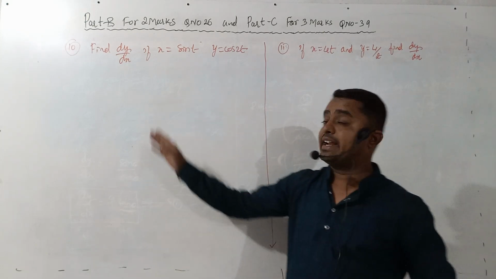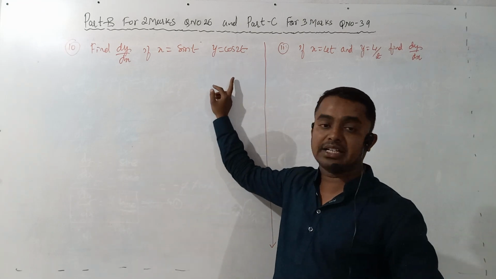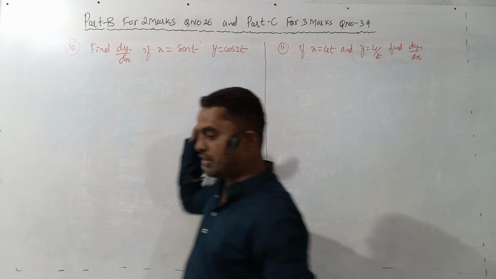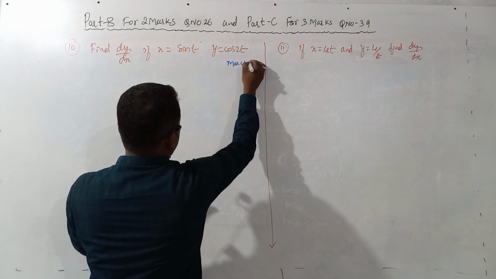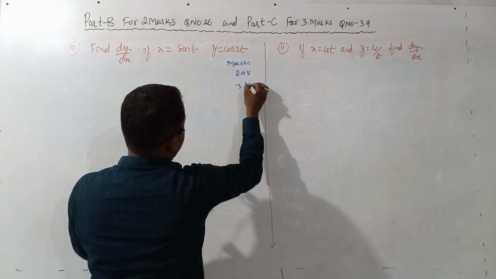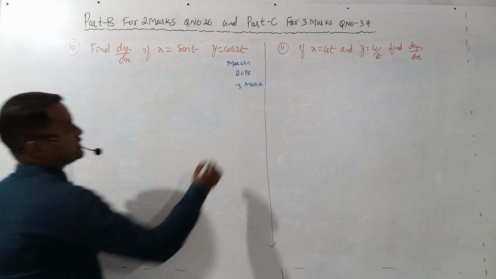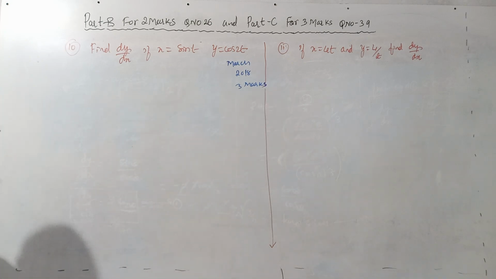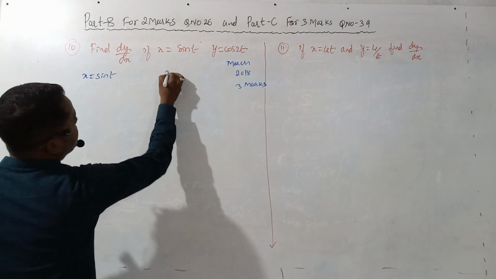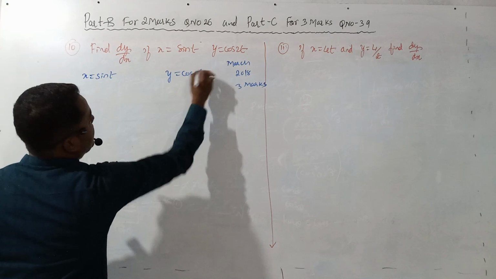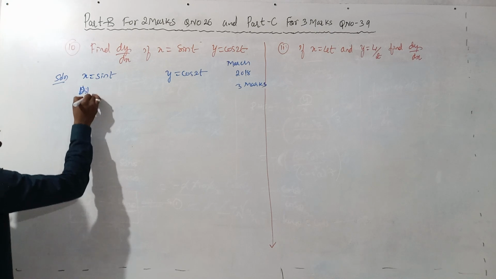So, next problem: find dy by dx if x is equal to sin t and y is equal to cos 2t. This question was asked in March 2018 for 3 marks. Write the first step, the given functions: x is equal to sin t, y is equal to cos 2t. Solution: differentiate with respect to t.